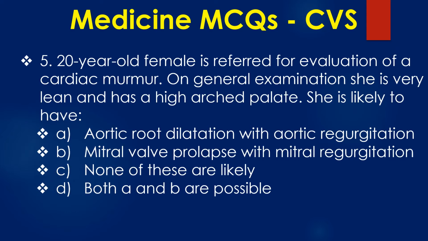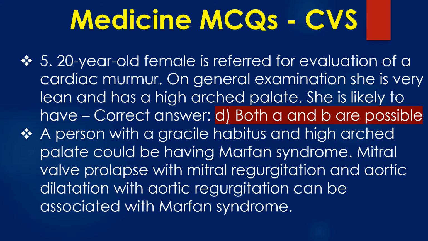A 20-year-old female is referred for evaluation of a cardiac murmur. On general examination, she is very lean and has a high arched palate. She is likely to have A. Aortic root dilatation with aortic regurgitation, B. Mitral prolapse with mitral regurgitation, C. None of these are likely, D. Both A and B are possible. Correct answer: both A and B are possible.